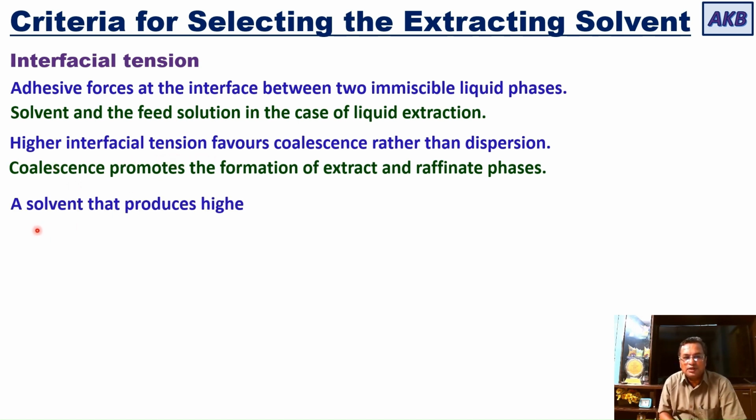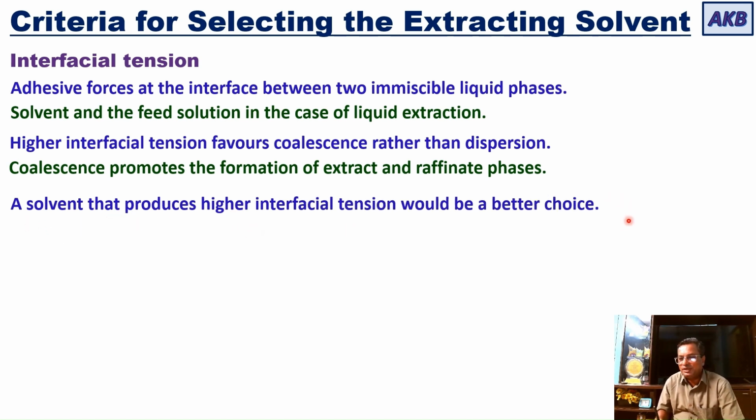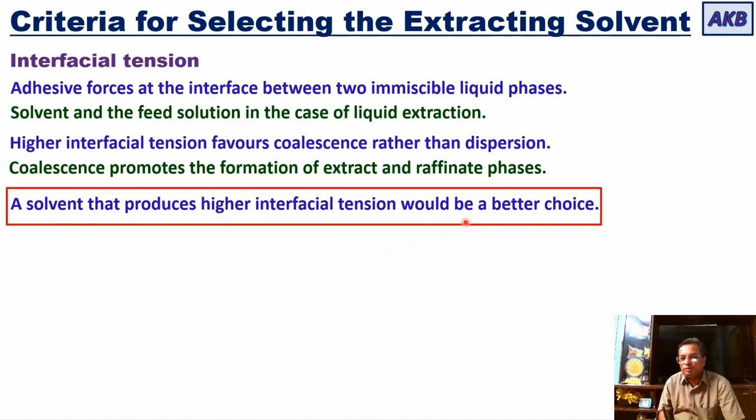So our conclusion is a solvent that produces higher interfacial tension would be a better choice, because higher interfacial tension will favor coalescence, which will promote the formation of extract and raffinate phases. So we are going to select a solvent that produces higher interfacial tension. That would be a better choice. So based on interfacial tension, you need to select a solvent that will produce higher interfacial tension.